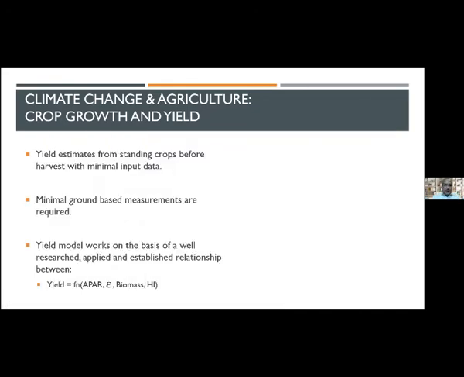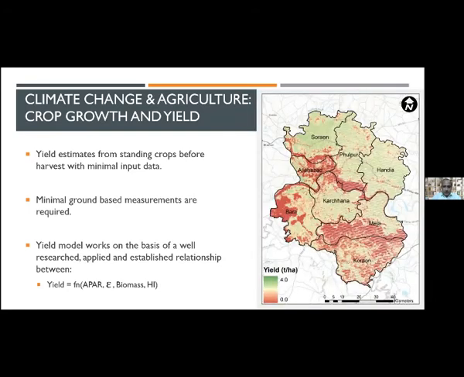So yield estimates can be done from a standing crop. We can predict yield before the harvest using these technologies, and we use minimal ground-based measurements. We don't need much ground-based measurement. We can predict the yield, and this is not something new; it has been going on for years.